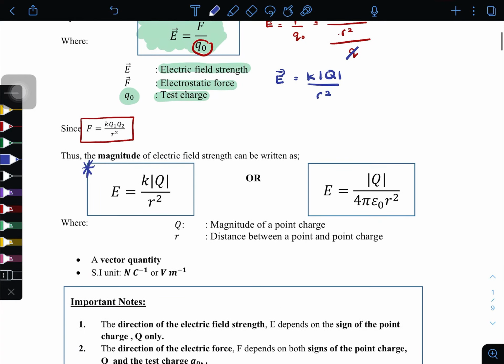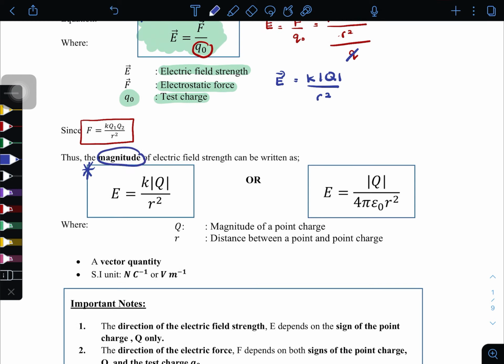So it says here that the magnitude, the value of the electric field strength, can be written as E equals k modulus Q over r squared. Same goes for electric field: when we substitute the value for Q, we only take the value. We ignore the negative sign. If it is negative, we only take the positive. We take the value, we don't take its sign. Here r is the distance between a point and a point charge. There is one point and one point charge. Q is the magnitude. Magnitude is the value, not the sign.